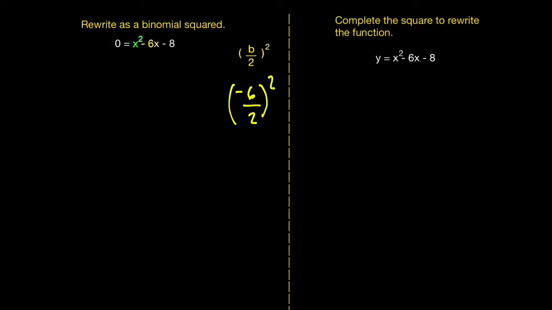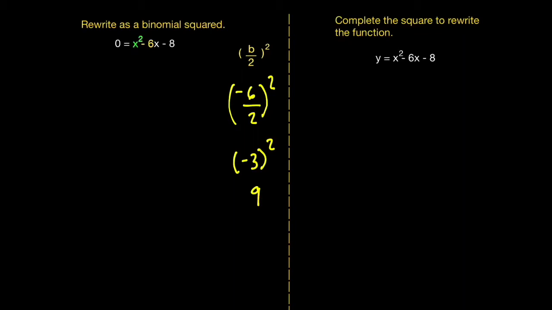I will simplify what's inside of the parentheses first. So negative 6 divided by 2, that's negative 3. And if we raise that to the second power, we should get a positive 9. In order to complete the square using these two terms, we need to add a value of 9.